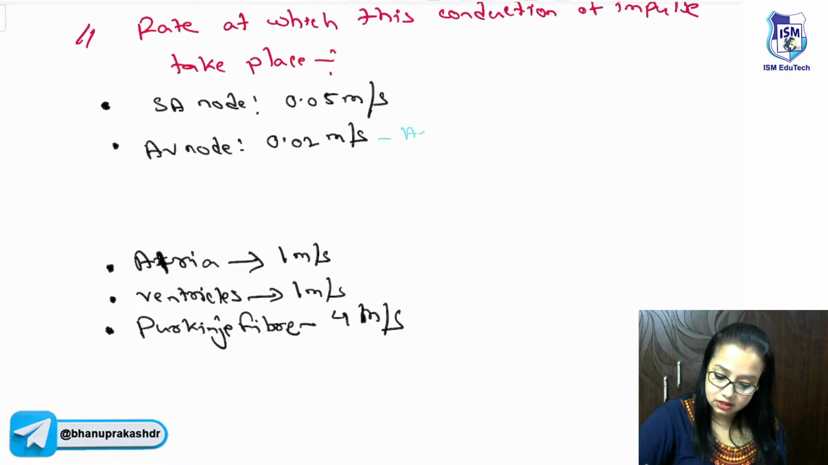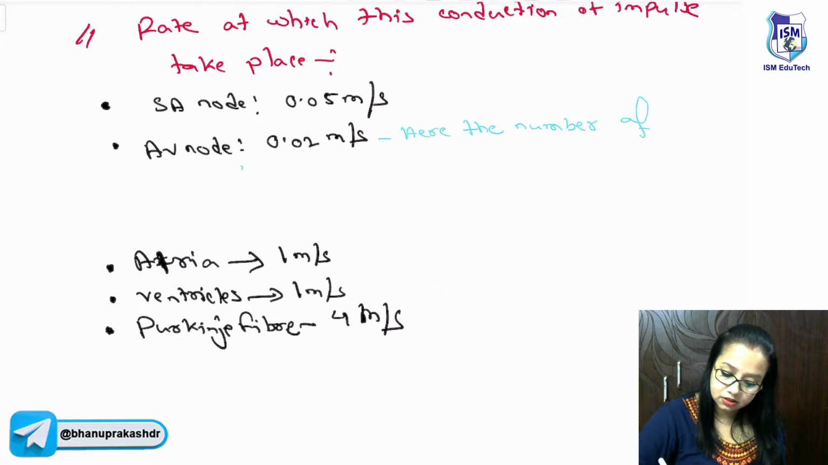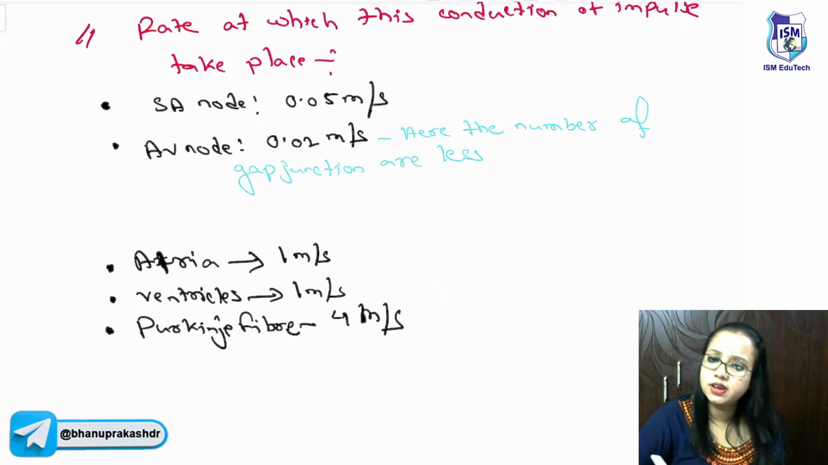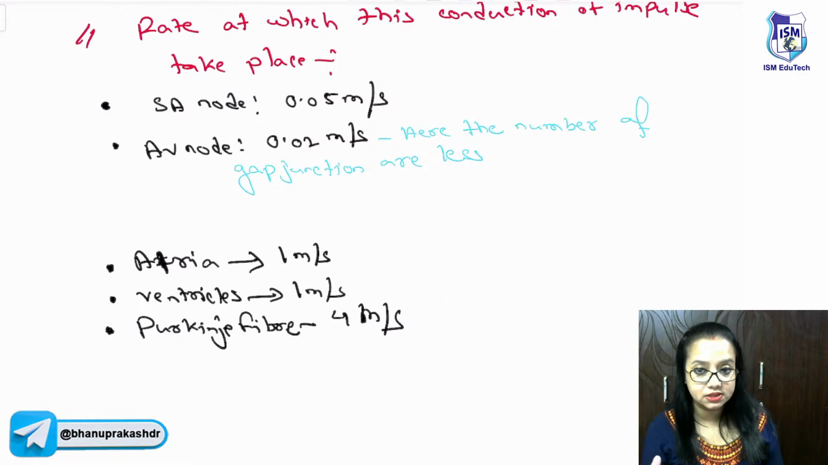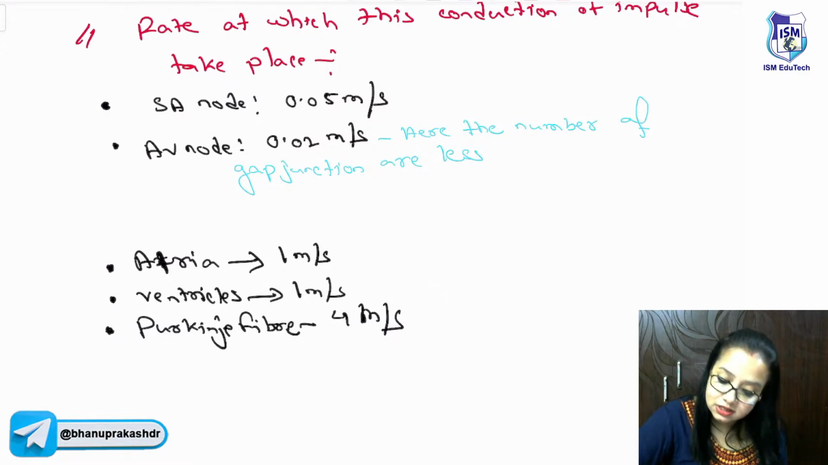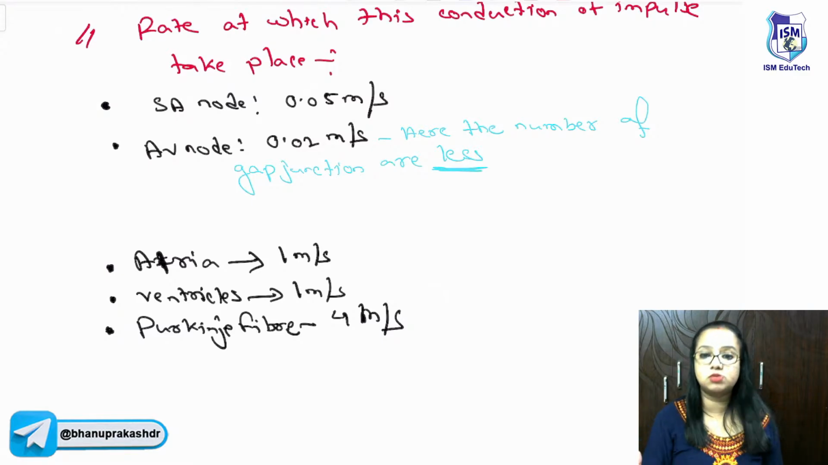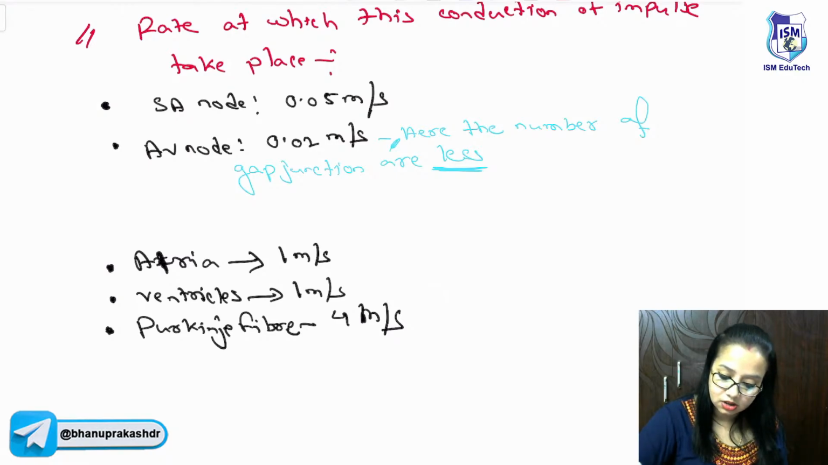Here, the number of gap junctions is very, very less. Now, a gap junction is a structure through which the impulse can literally jump from one region to another region, and it is a characteristic physical structure of cardiac muscle. In the AV node, this is very, very less compared to the other structures. This is one reason.